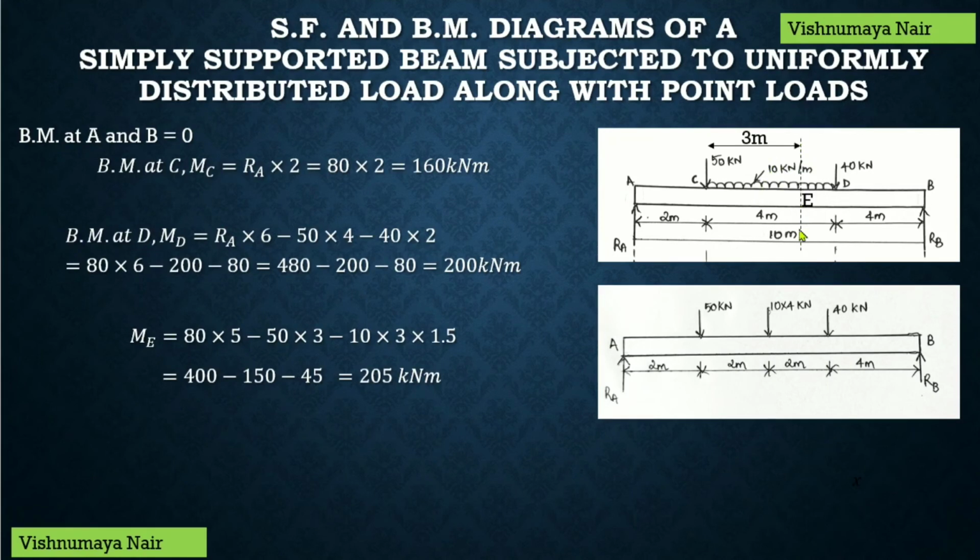So the bending moment at this section will be equal to RA into 5 minus 50 into 3 minus 30 into 3 by 2. 3 by 2 is 1.5. So 80 into 5 minus 50 into 3 minus 10 into 3, that is 30 into 1.5, which will be equal to 400 minus 150 minus 45, which will be equal to 205 kilonewton meter. So from this we can understand that the bending moment is maximum at this point E where the shear force is 0.